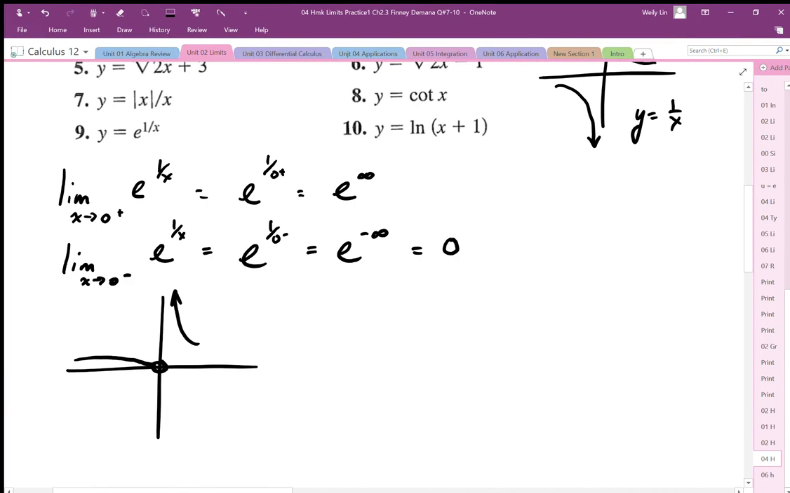And there it is. So the graph is going to look something like that as it approaches 0. So it's discontinuous. It's an infinite discontinuity.